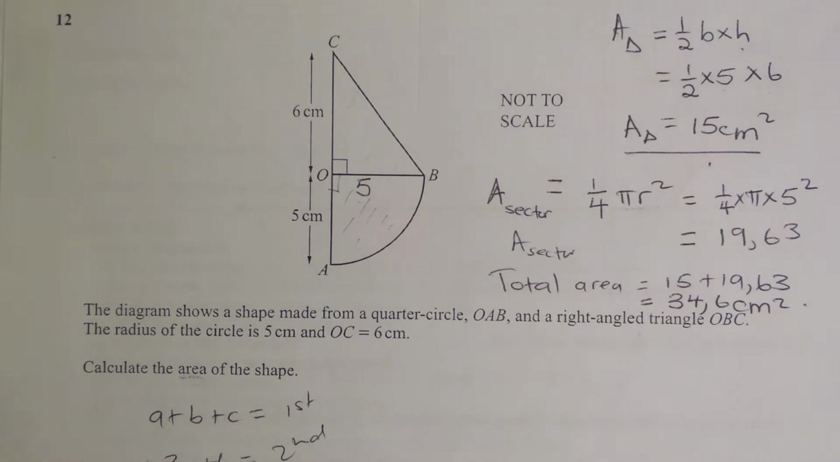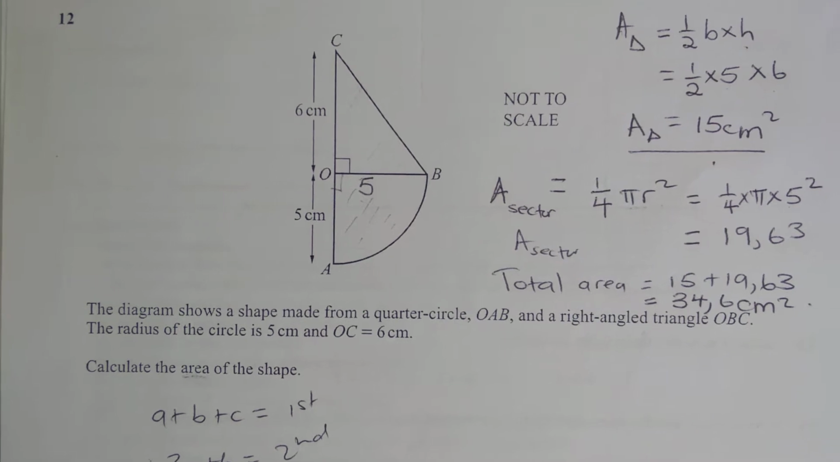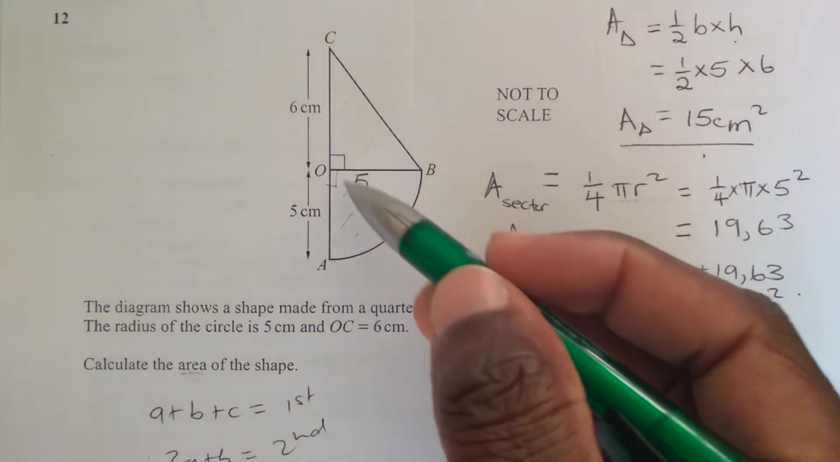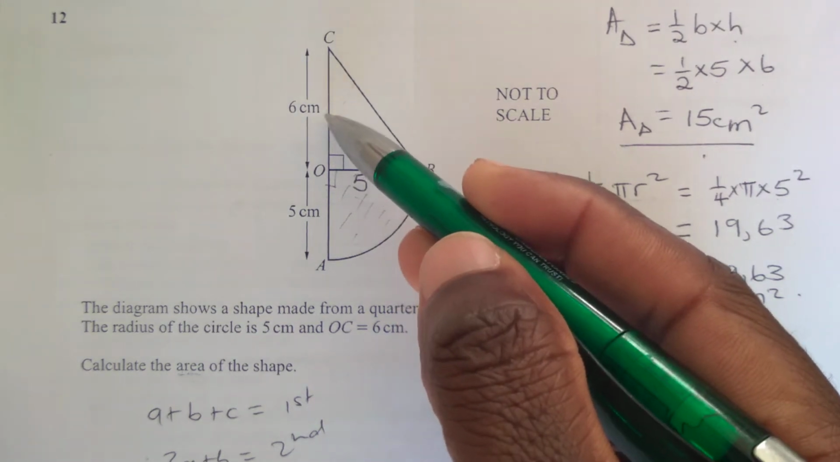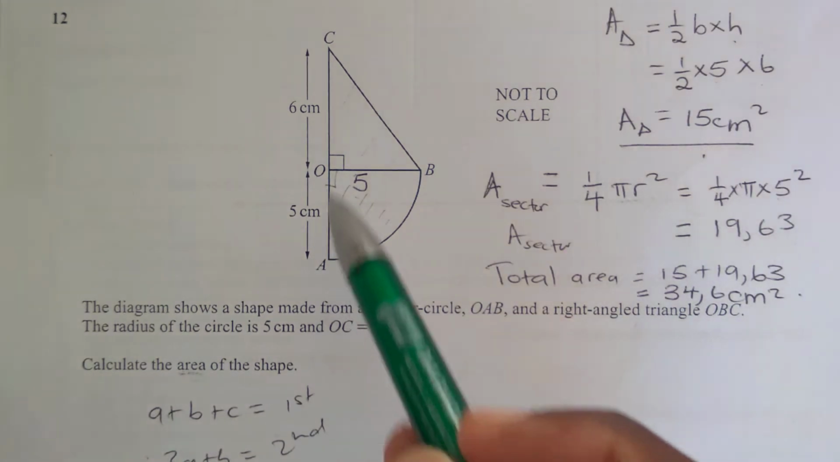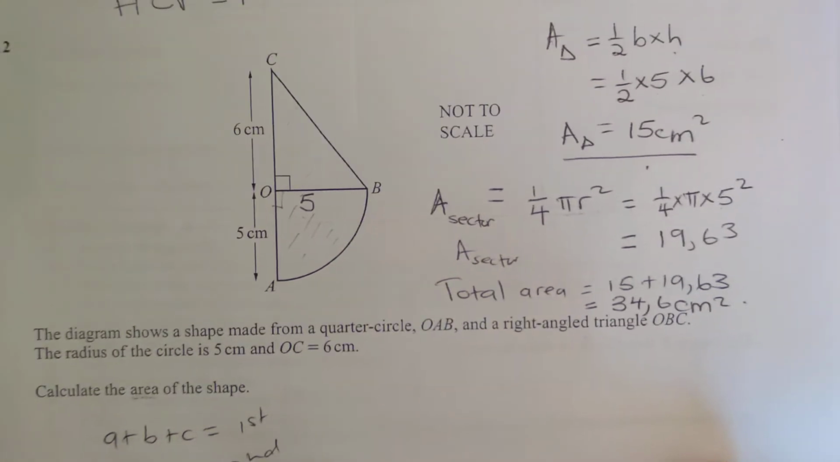Number 12 says the diagram shows a shape made from a quarter circle and a right angled triangle OBC. The radius of the circle is 5 centimeters, so this is 5 centimeters. OC is 6, there is OC there. And then because this is the radius of a quarter of a circle, this is also the radius. So I'll go ahead, solve this quick.